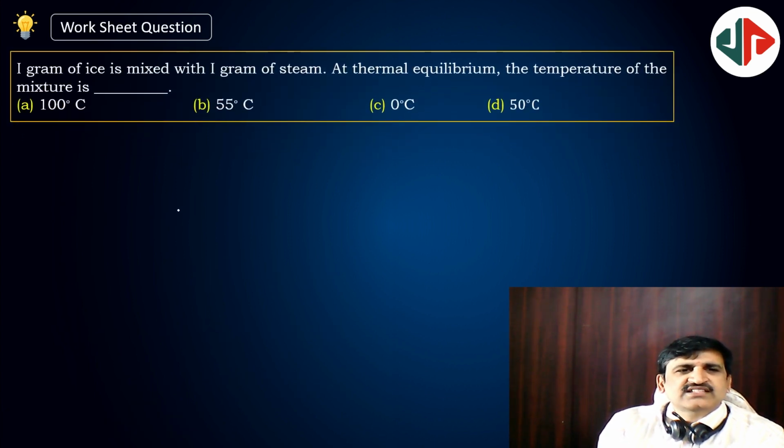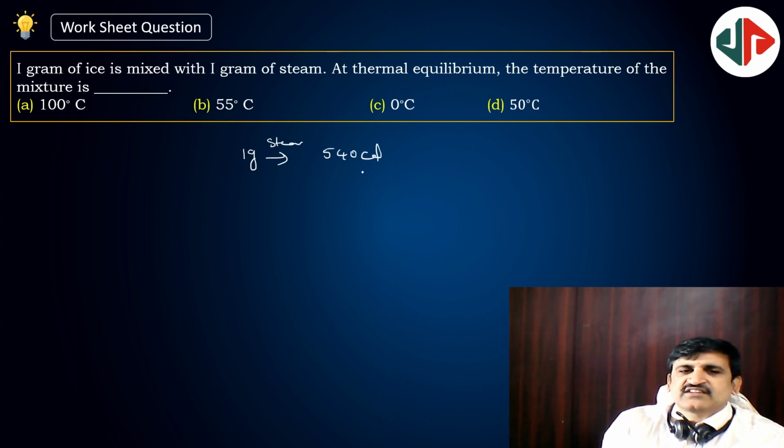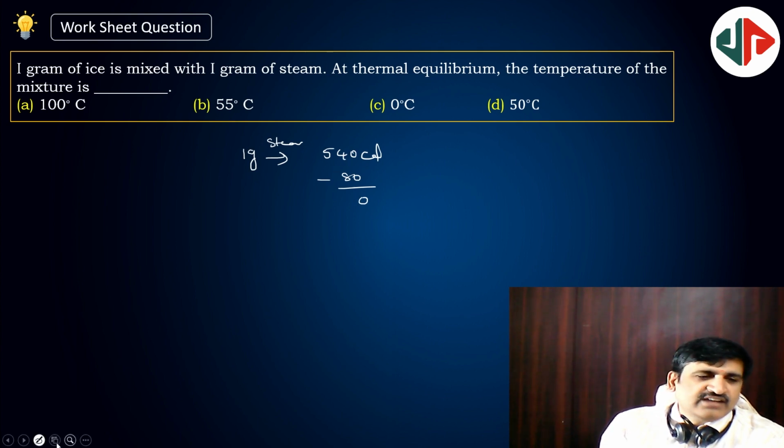1 gram of ice is mixed with 1 gram of steam. At thermal equilibrium, what is the temperature of the mixture? 1 gram of steam will produce 540 calories of heat. Out of that, 80 calories is absorbed by ice. Then what happens? I will do it in a somewhat different way.